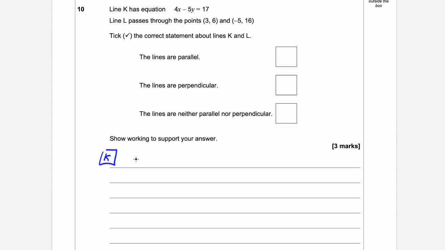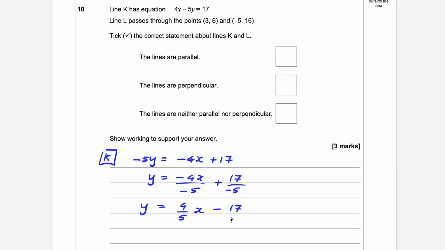Let's rearrange it. So I have minus 5y equals minus 4x plus 17. So I'm just trying to write this in the form y equals mx plus c. So I just subtracted the 4x to the right. Now I'll divide by negative 5. So it's minus 4x over minus 5 plus 17 over minus 5, which gives me y equals 4 over 5x, because minus minus is positive, minus 17 over 5. So this guy's gradient is 4 over 5.